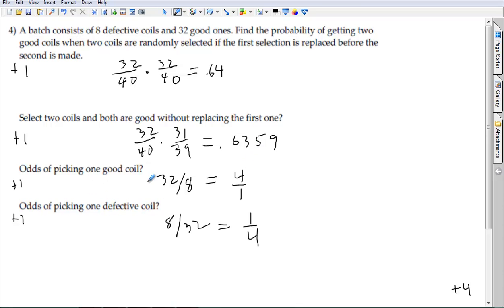Odds of success over failure. So it's 32 good, 8 bad. There's the ratio. Odds of picking 1 defective: now for defective, there's 8 defective and 32 that are not. So that's what that one looks like.